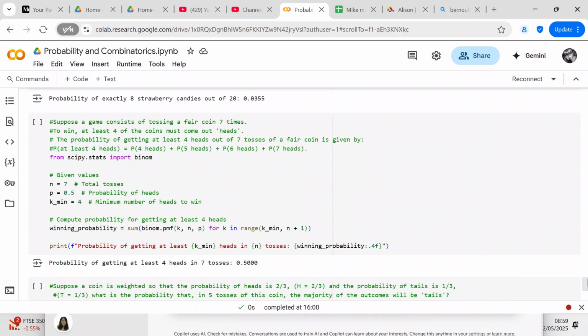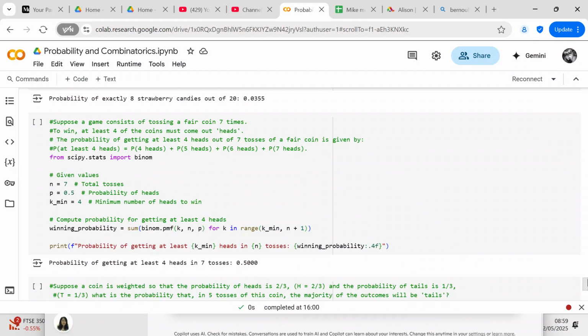So we have another question. Suppose a game consists of tossing a fair coin 7 times. To win, at least 4 of the coins must come out heads. The probability of getting at least 4 heads out of 7 tosses of a fair coin is given by this formula, which is what you would use if you were going to do it manually, without the help of Python.